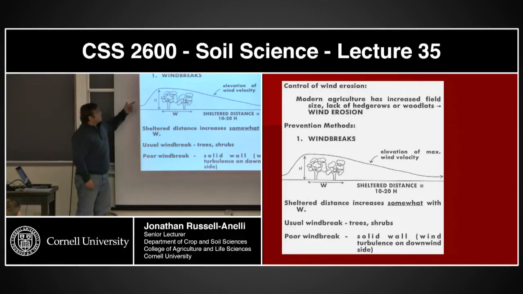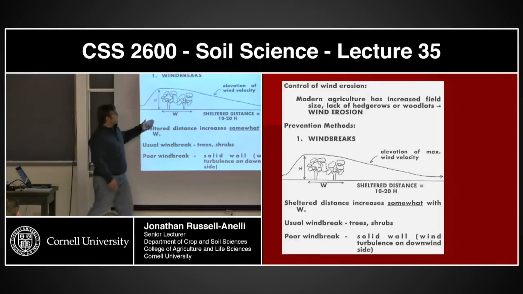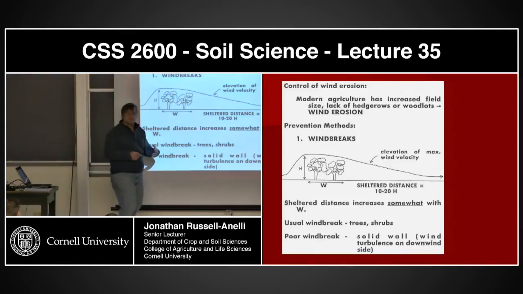There's a number of strategies that we use. One of them, and the biggest one, which totally makes sense, is windbreaks. In essence, I create some sort of roughness on my field to prevent the wind from having high energy and to prevent the wind from having a long scope that it can pick up the soil. Basically, there's a rule of thumb. The distance that's sheltered by the windbreak is basically 10 to 20 times the height of the windbreak. So if I have a 10-foot tree, it's going to probably cover 100 to 200 feet. Does that make sense?